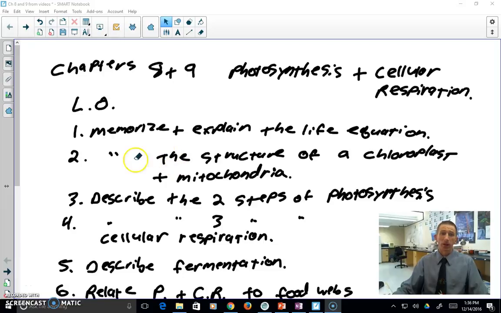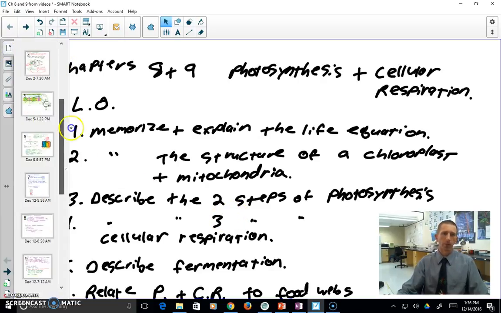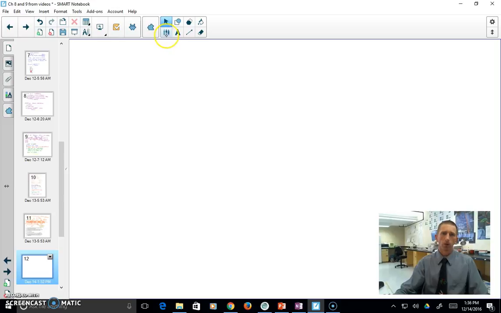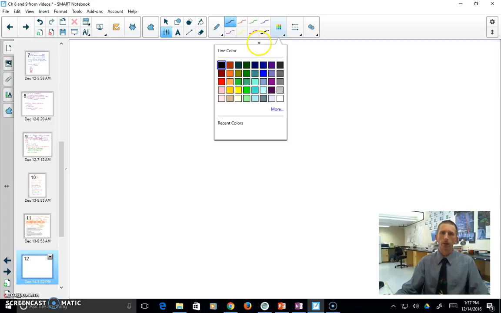All right, welcome back. So today we are going to wrap up learning objective number 4, describe the 3 steps of cellular respiration. So go ahead, find a new blank page. Let me get one here, and I am going to use orange, because orange is fire. Cellular respiration is fire. I love it. And write down cellular respiration totals.